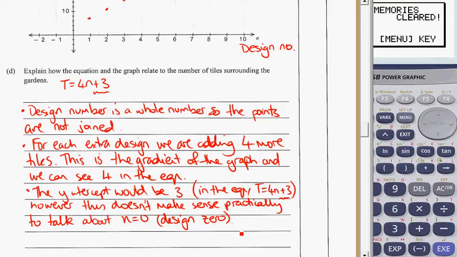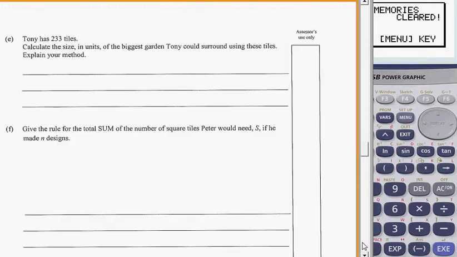Right, and next question there. It says Tony has got 233 tiles. Calculate the size units of the biggest garden Tony could surround using these tiles. Explain your method. So 4n plus 3 gives me the number of tiles, and in this case it's 233. So we've got a little equation to solve here, and just setting that up as part of the explanation. Obviously we'll minus 3 from both sides, and then we'll divide by 4.